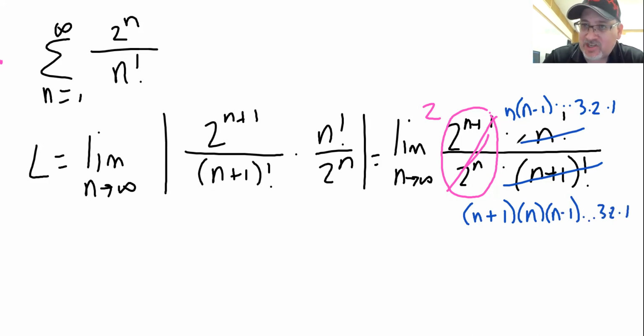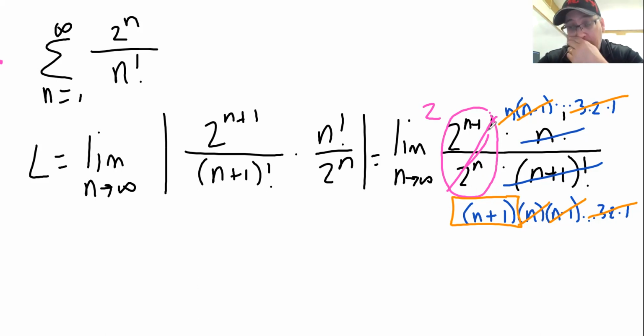And look at all these matching factors. The 3, 2, 1's match. In fact, everything matches. Almost. The only thing that survives is the n plus 1. Anytime you have a ratio of factorials, there's always a massive cancellation. The only thing that survives is the front end of the larger factorial, which could be more than one factor, but in this case, it was 1.